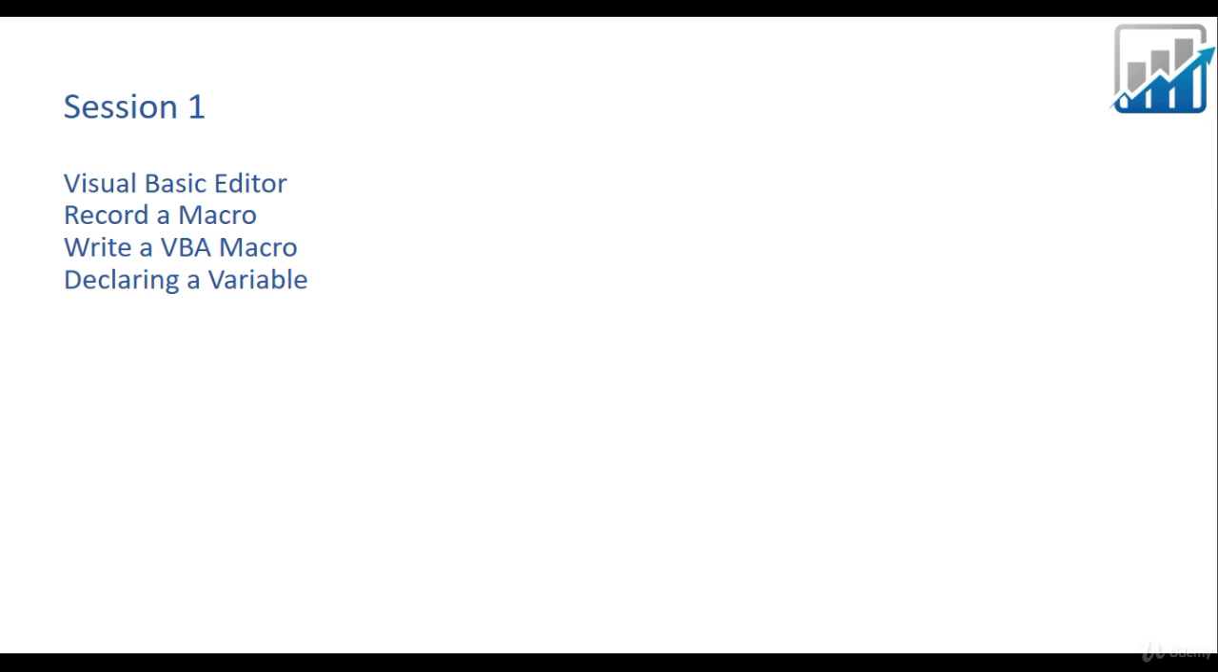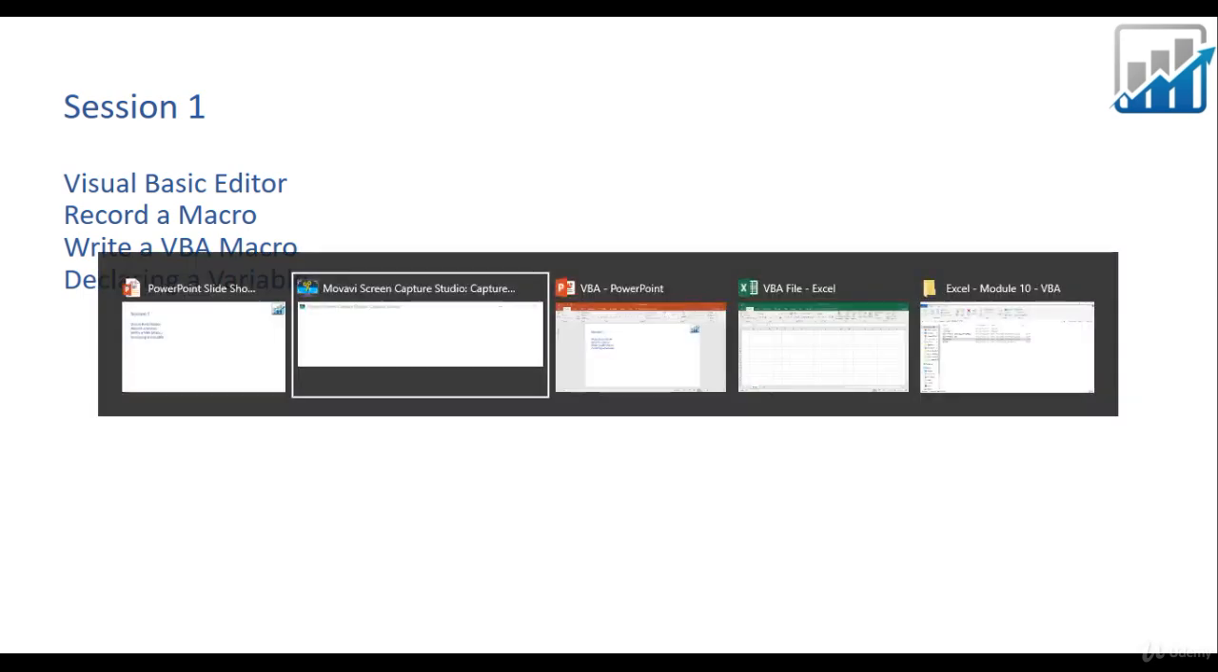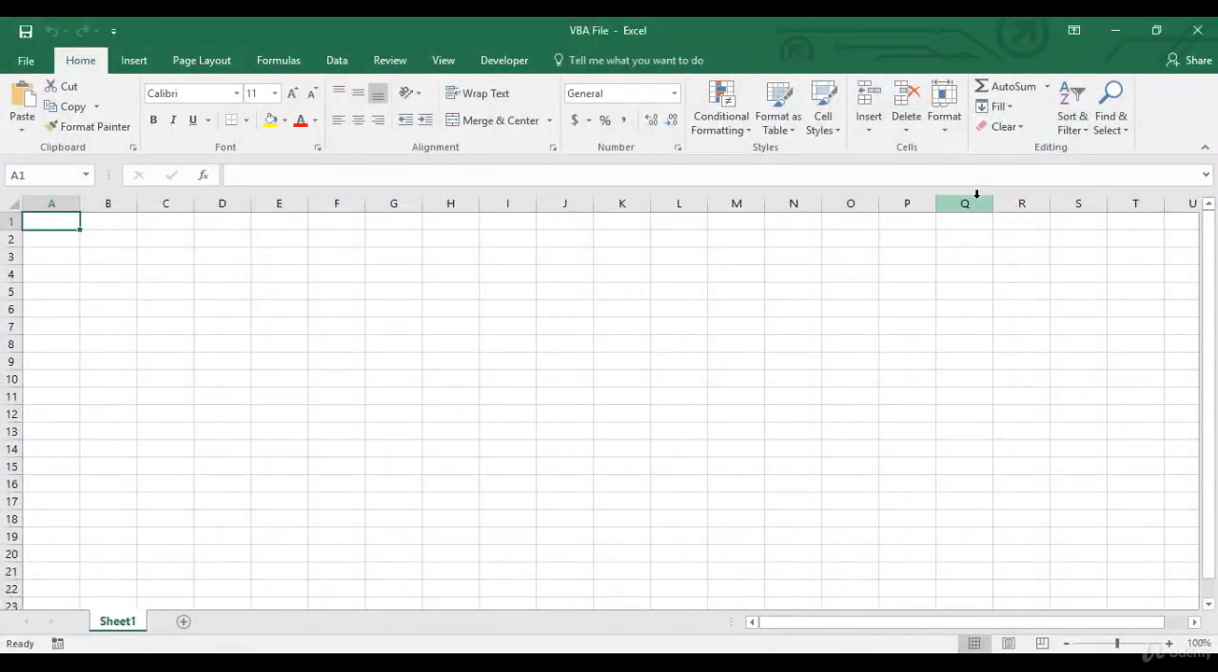But before moving on to how to record a macro or how to write a macro, the first question which may have come in your mind is where to write a VBA code. So let's get started with it. I'll now move on to the Excel file. So I've got this VBA file open.